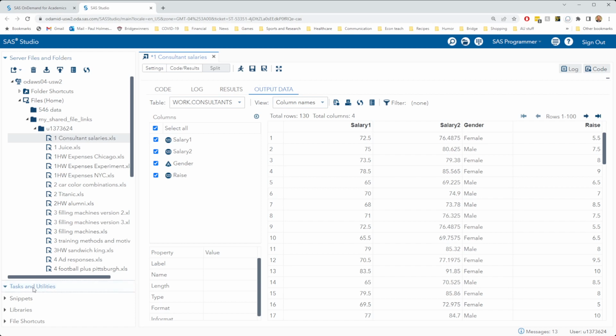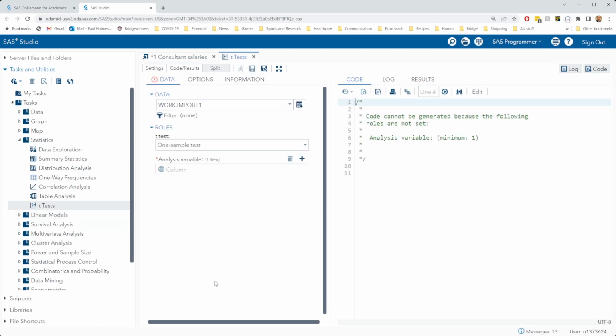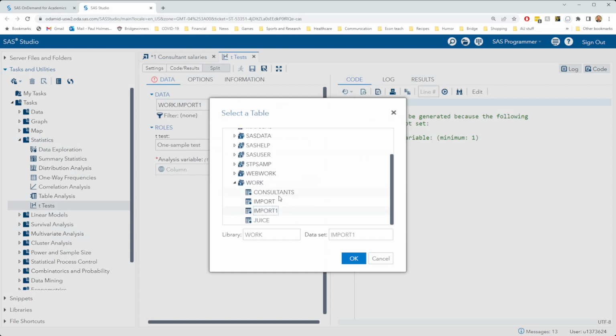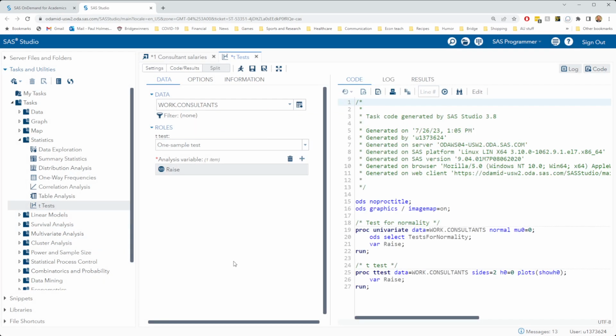So we're going to go down to tasks and utilities, statistics, and t-tests. T-tests are what we use to test simple claims like this. Change our data set to the consultants one. And now we're going to run a one sample t-test on the raises in order to see whether we can prove anything in particular about whether or not these raises are 8% in the first year.